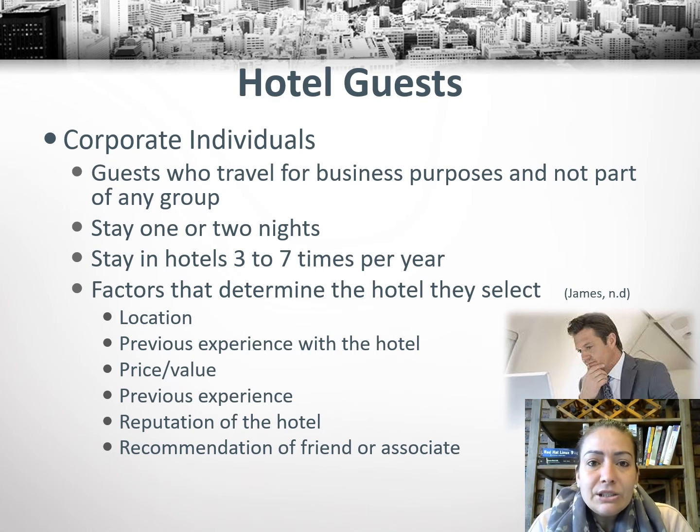Their characteristics are that they normally stay for 1 night or 2 nights, depending on how long the meeting is that they are attending. They stay in a hotel 3 to 7 times a year. The factor that determines the hotel they choose to stay at is obviously location. Depending on where they're going to have their meeting, they would choose a hotel close to the meeting site. If the meeting is taking place at a hotel, they would most likely try to stay at that hotel because it's more convenient.